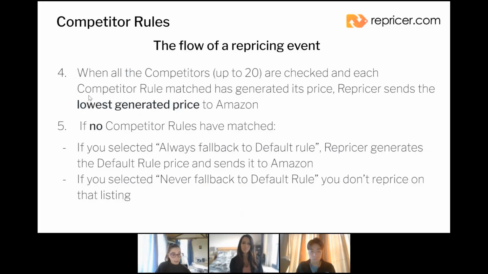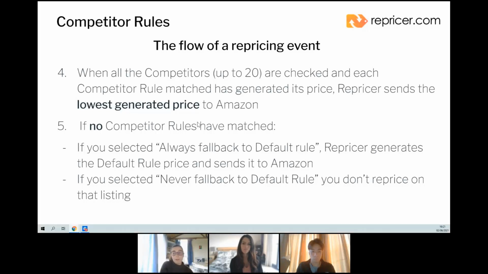But if no competitor rules have matched, which is the initial question, if you have selected always fall back to the default rule, Repricer will generate that price and send it to Amazon. If you have selected never fall back to the default rule, then you don't reprice on that listing.